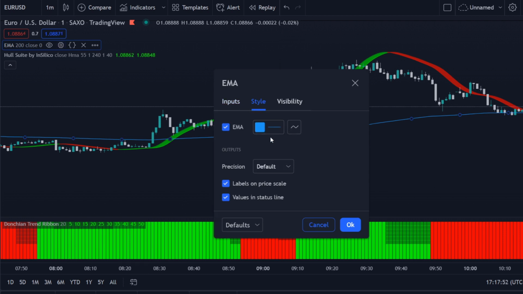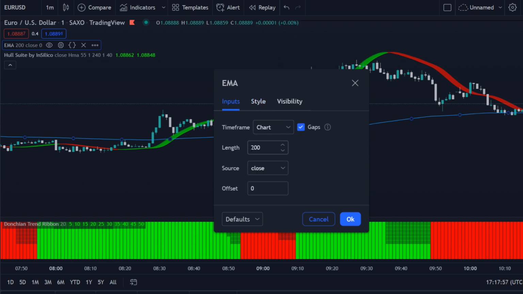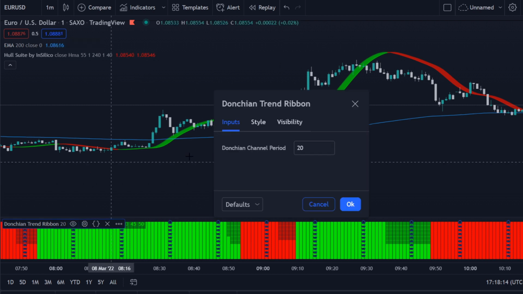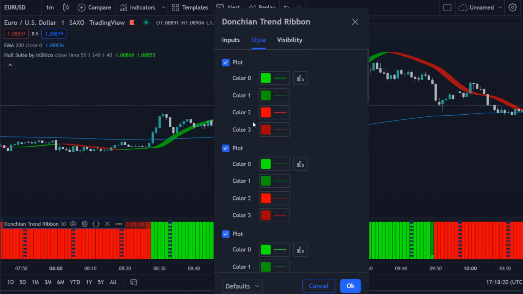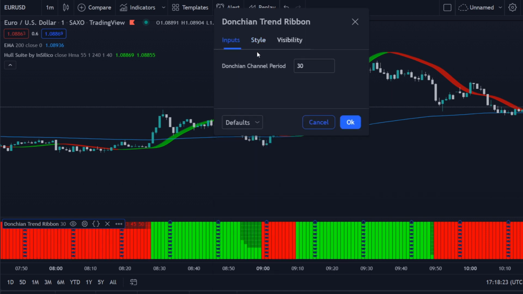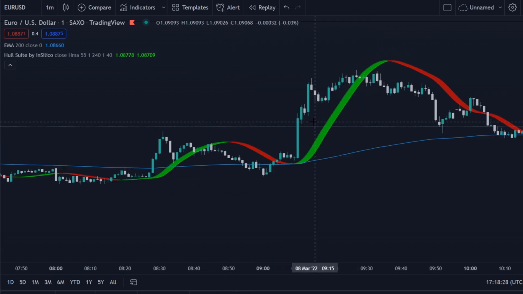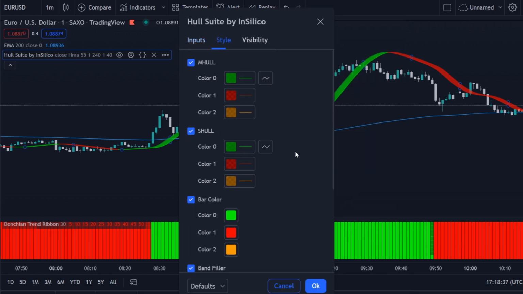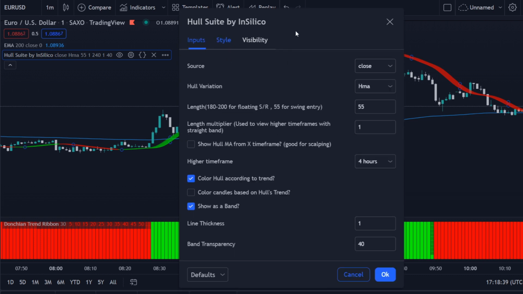I leave the 200 exponential moving average, I leave the color on default, I do not change anything, but I do change the length. Instead of 9, I make sure that the length is set at 200. Then we are looking at the donchian trend ribbon, and instead of 20 I'm using the 30, and over here I do not change anything, I just leave it on default. So make sure to use the 30 period. And then the Hull Suite indicator, I do not change anything, I just leave it on default. Even the colors, I do not touch it.